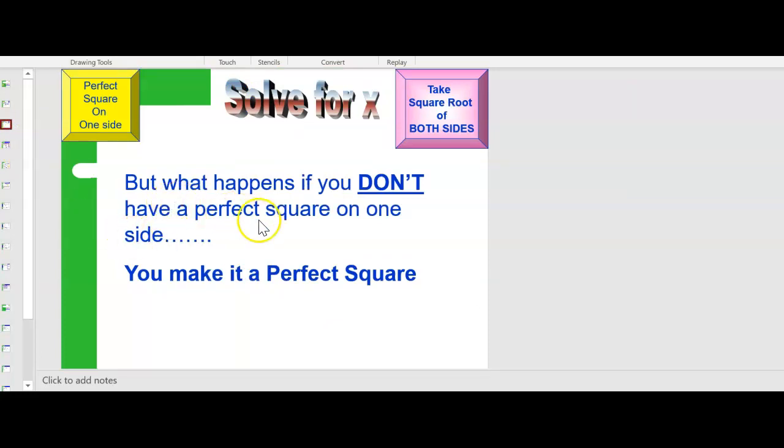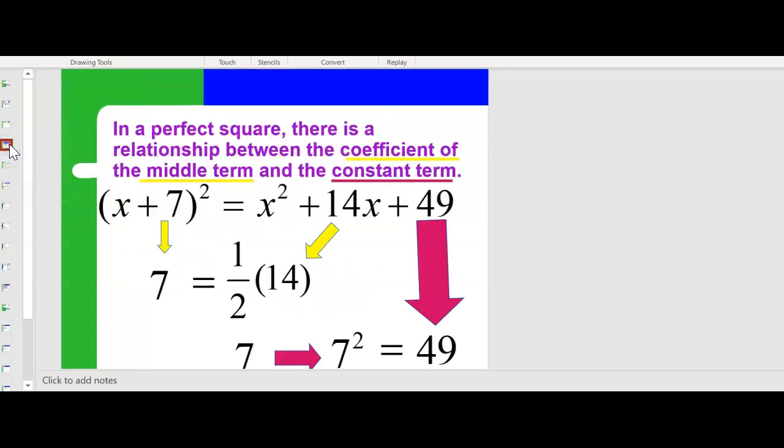So if we don't have a perfect square on the left side, we're going to create it. That is today's job, right? So how are we going to create it? So here let's observe the characteristic of the perfect square. Here we have a perfect square. We're going to get rid of the parentheses.